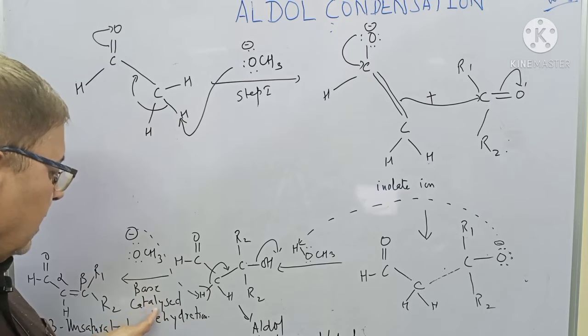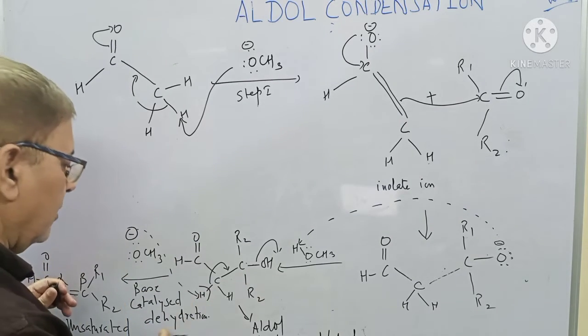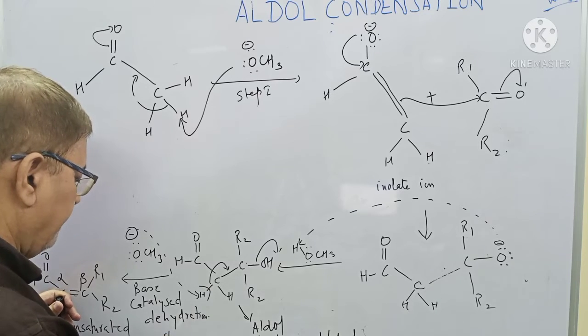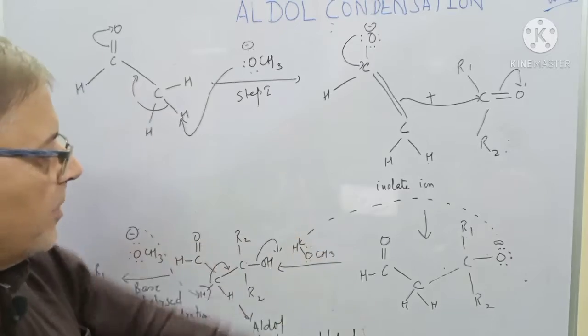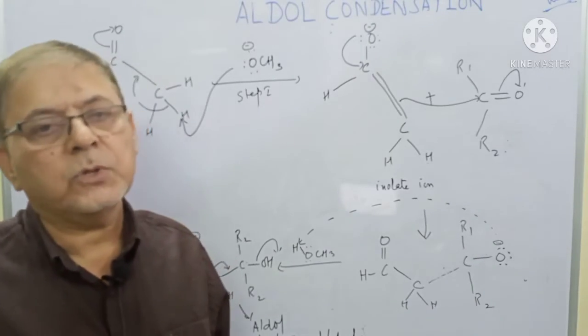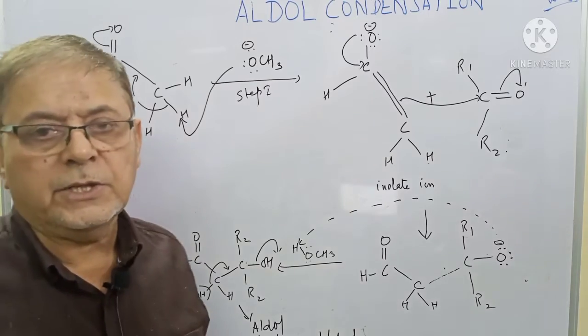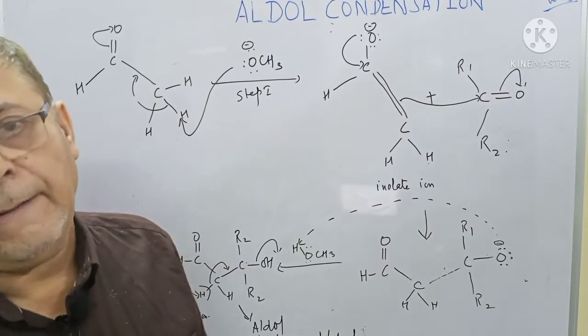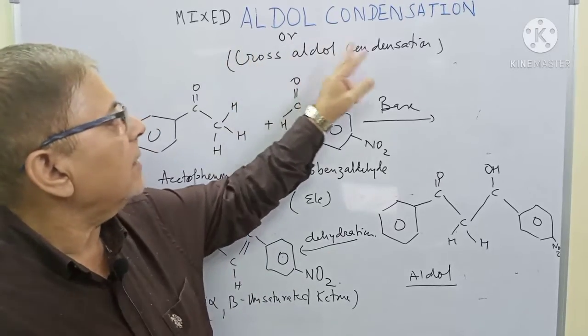So base catalyzed dehydration. This was step 1 and this was step 2. Step 1 is formation of aldol and step 2 is dehydration of the aldol to alpha beta unsaturated aldehyde or ketone. That's okay. Now we are doing what is mixed aldol condensation.